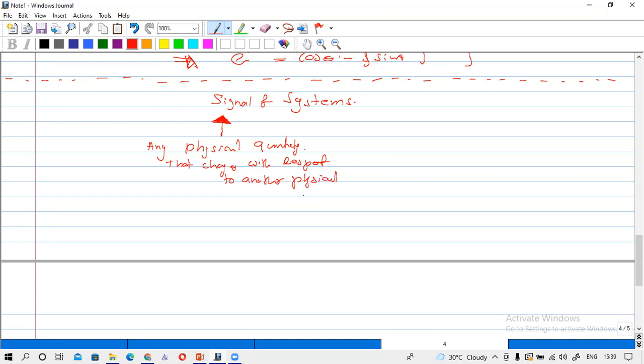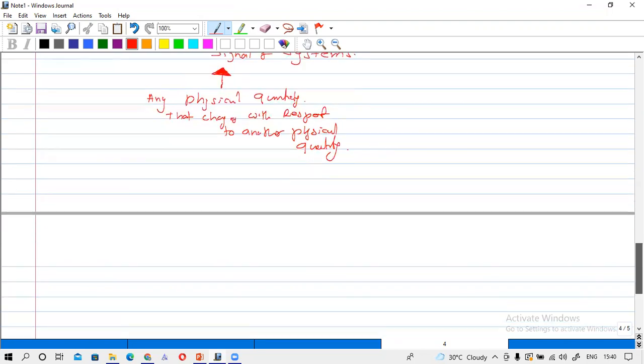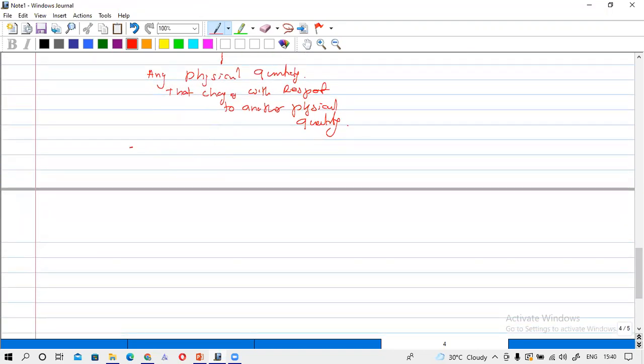So we can have many examples here. But most probably we are learning, I have told you, that we are learning about electronics and communication, mainly electronics, electrical, and communication stuff. Okay, communication means the electronic communication, e-communication stuff.